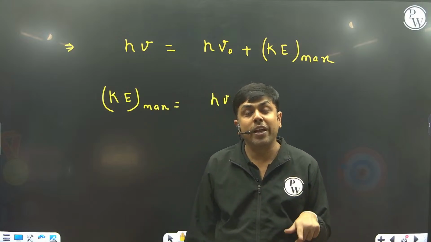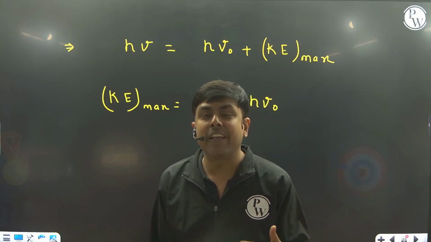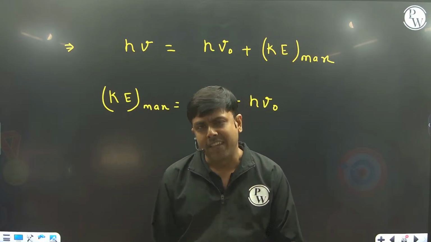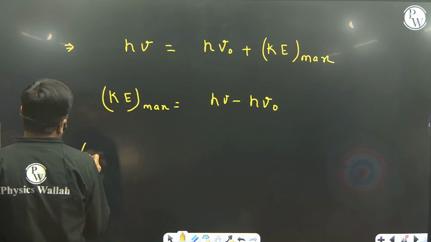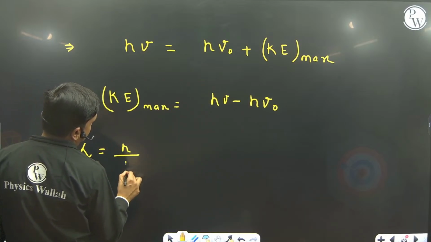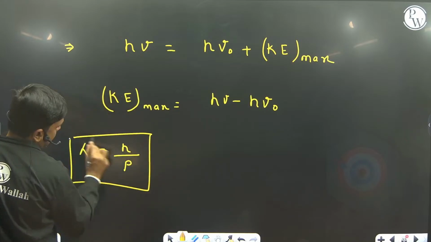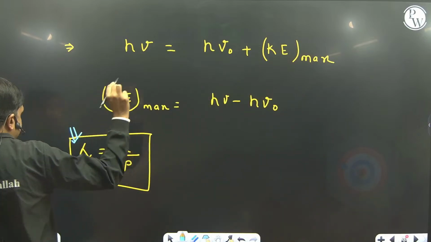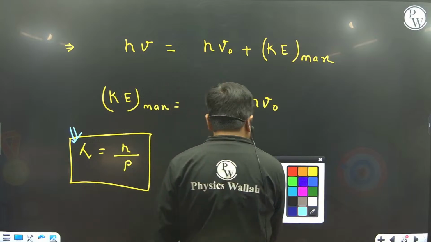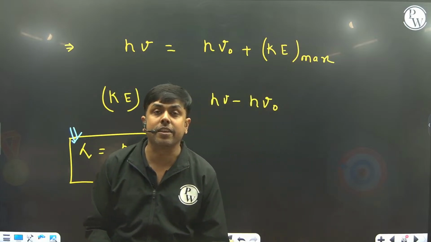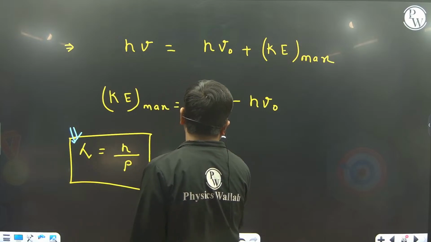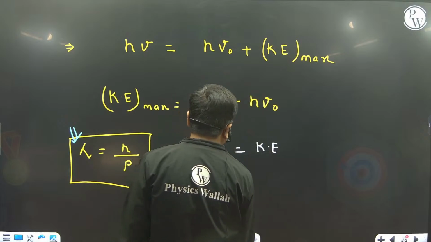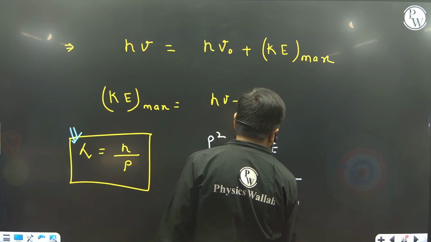Now I need to calculate the wavelength associated with this particular electron. Is there a correlation between kinetic energy and wavelength? Yes, lambda equals h upon p. I hope you remember it. And what's the relation between momentum and kinetic energy? p square upon 2m is always equal to K. So what is p? p is under root 2m dot K.